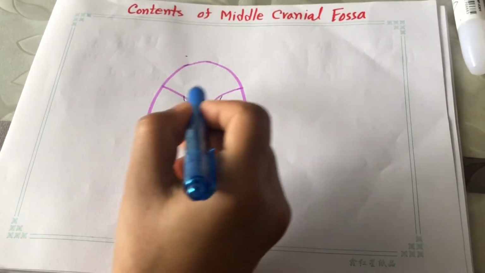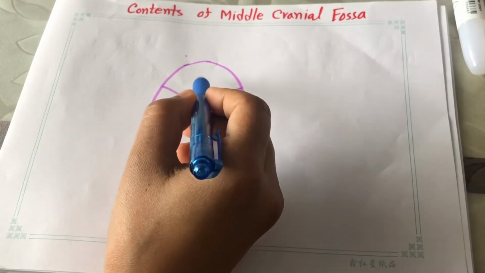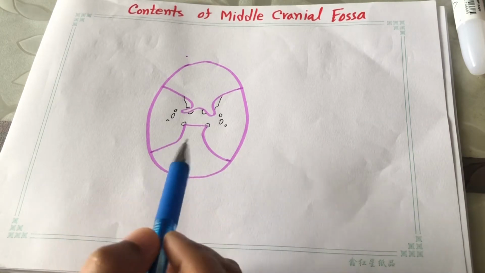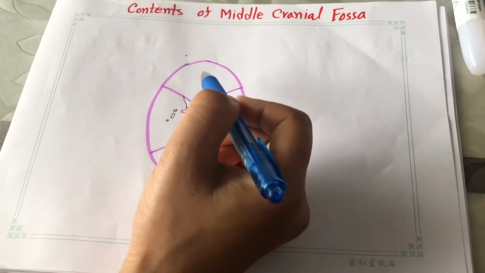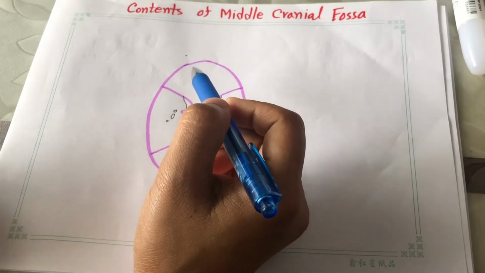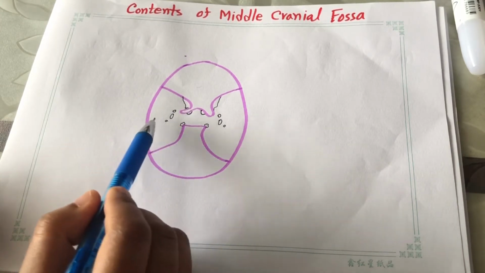Today I will talk about contents of middle cranial fossa. This is the superior view of the base of the skull. This is anterior cranial fossa, then middle cranial fossa and posterior cranial fossa. In my previous video I already discussed the contents of foramina and contents of anterior cranial fossa. So today I will continue to discuss the contents of middle cranial fossa.